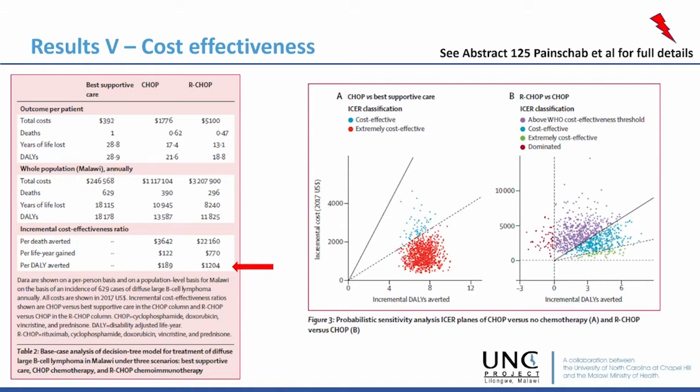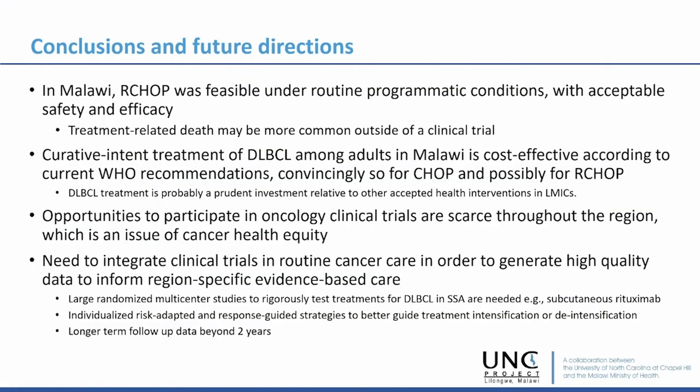Again, I refer you to that abstract for more details. In conclusion, in Malawi, R-CHOP was feasible under routine programmatic conditions. Curative treatment of DLBCL among adults in Malawi is cost effective by the current WHO recommendation. It's convincingly so for using CHOP and possibly for R-CHOP. It might be a prudent investment relative to other acceptable health interventions in similar settings.